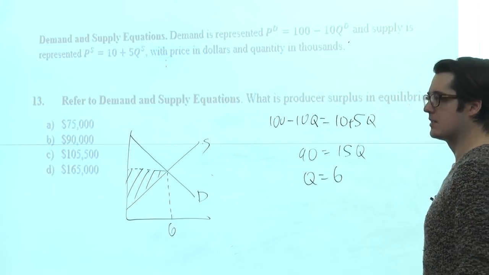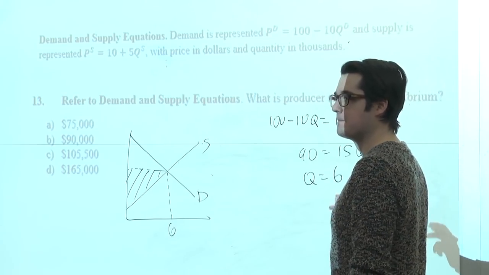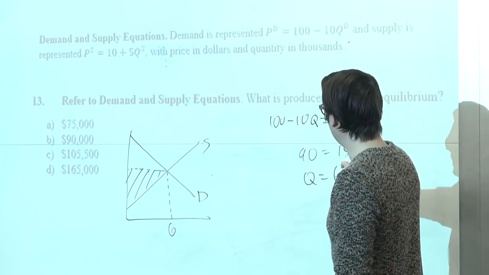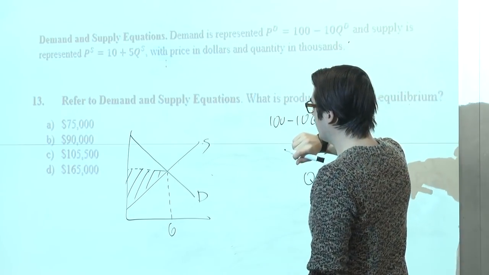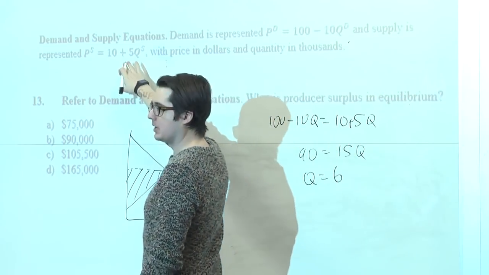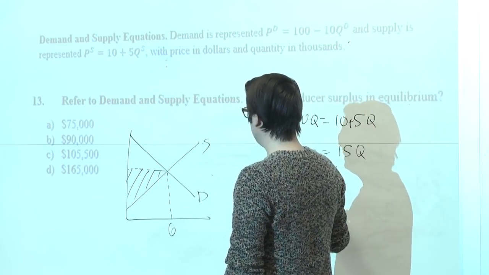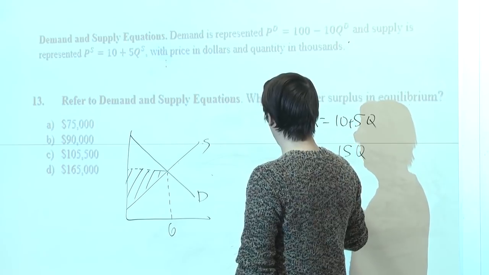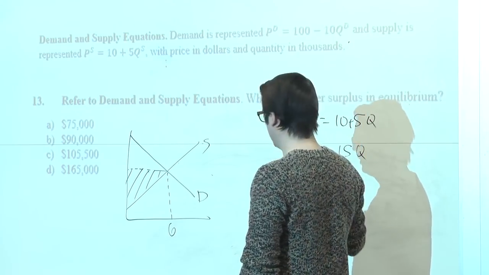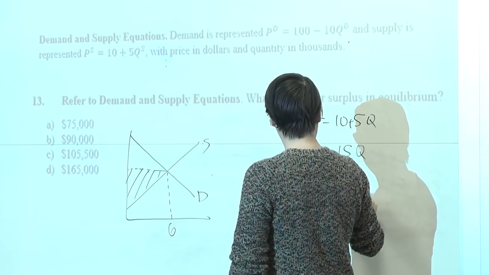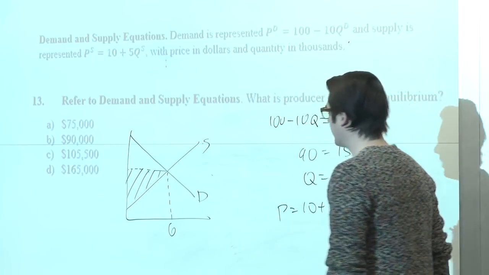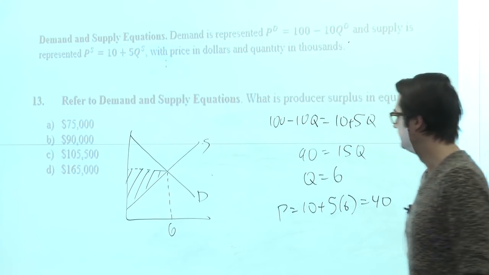Okay, so we've been able to fill in one thing there. What are we going to do next? Yeah, we're going to plug that in. So we just take this and we plug it into either one of those equations. So I'm just going to plug it into this one here. P equals 10 plus 5 times our equilibrium quantity of 6, and our price equals 40. Good.